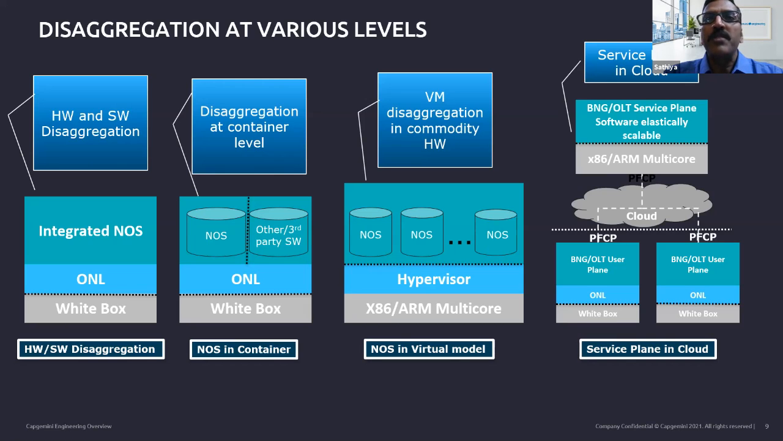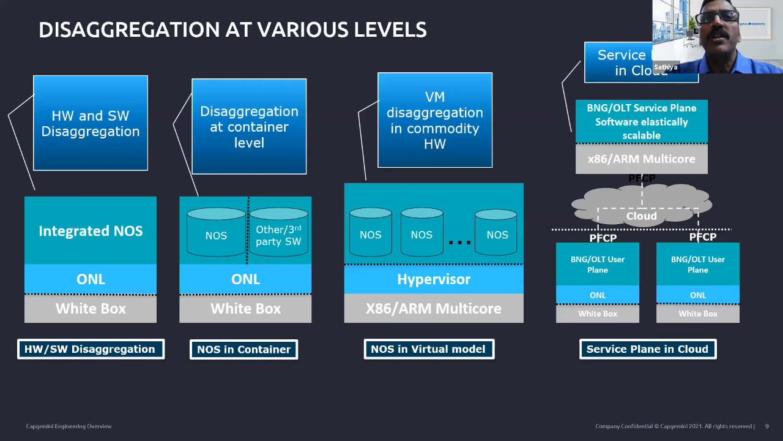In this slide, the first model shows traditional disaggregation of hardware and software, where an industry standard NOS fits into a white box. The second model shows disaggregation at container level, where NOS can run in a containerized environment to interwork with third-party applications in other containers. In this model, the underlying hardware can still be a white box. The third model shows disaggregation at virtual machine level, where each NOS runs in a virtualized environment. This model typically fits into commodity hardware and can scale elastically as services grow.